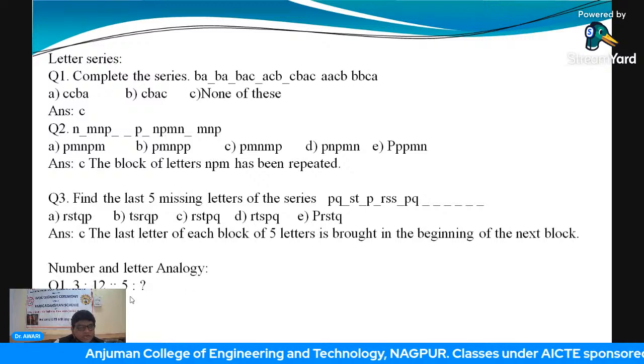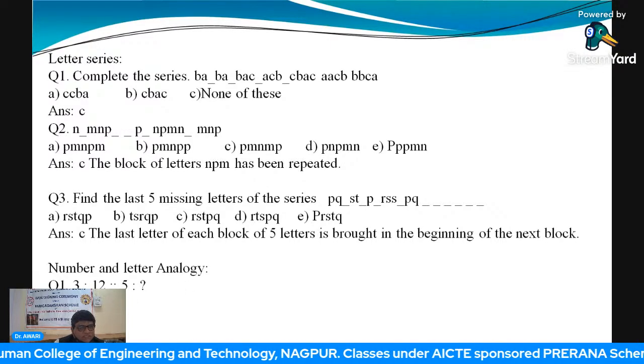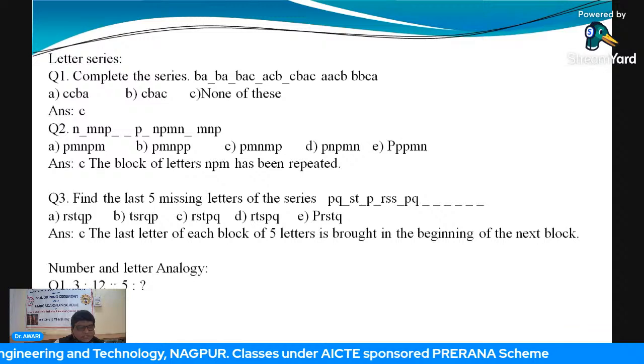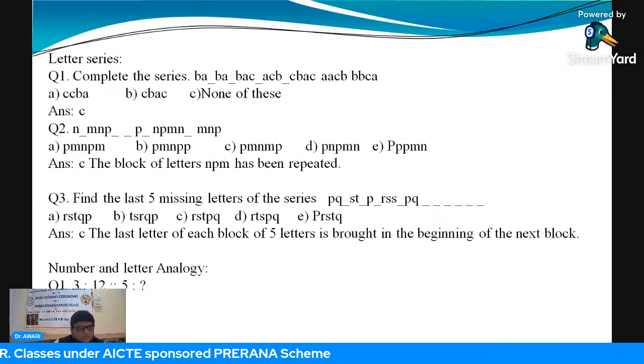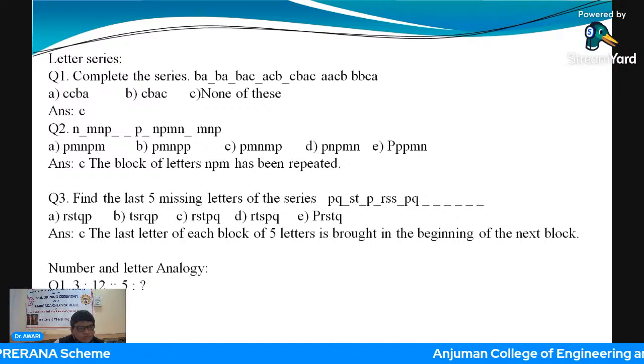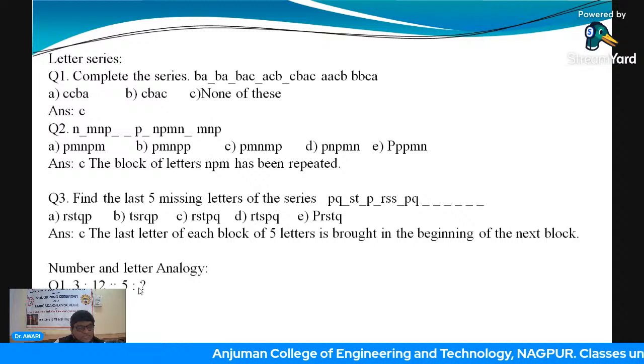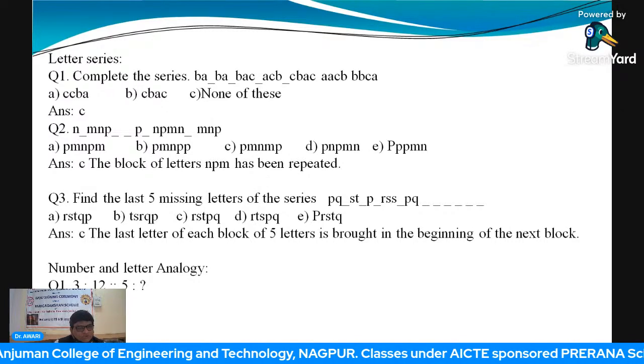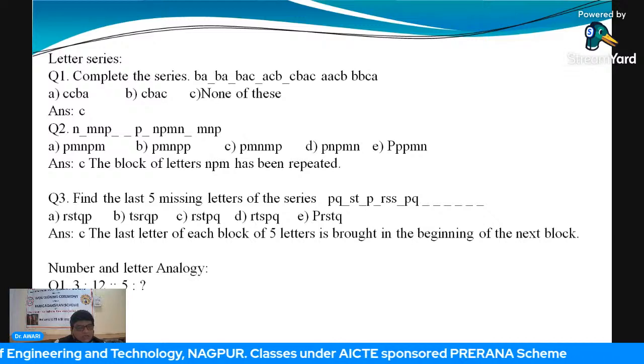The number and letter analogy, that is Q1: 3 is to 12 as 5 is to what? 3 is to 12 means 3 into 4, 12. Then 5 is to what? This is what you have to calculate. So 5 is to 30.